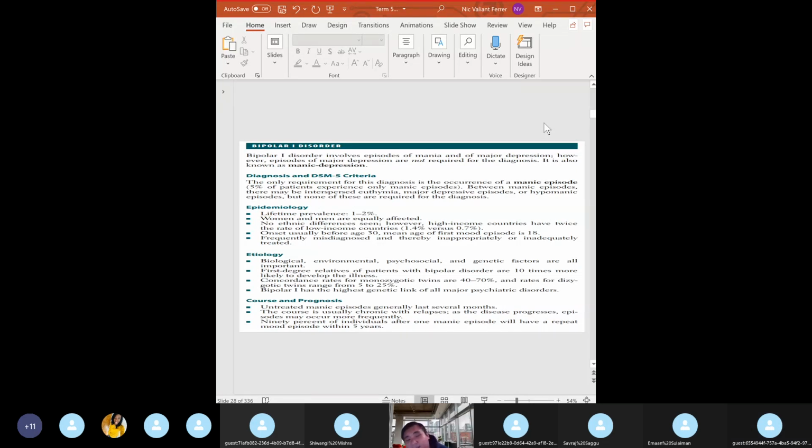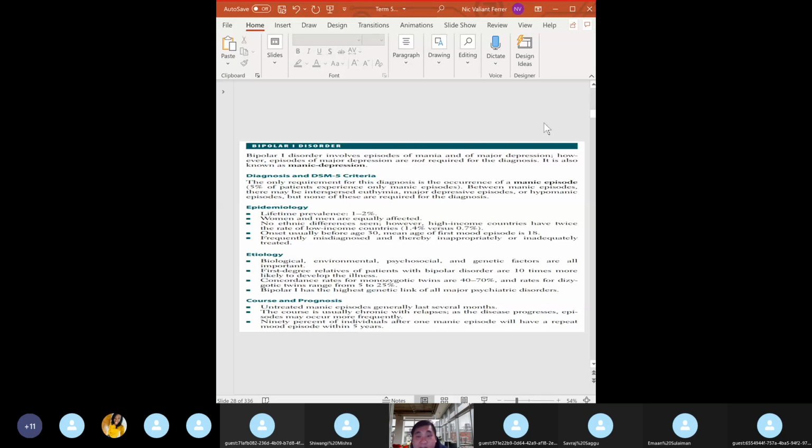In terms of epidemiology, lifetime prevalence of 1%. Women and men are equally affected. So it's an equal opportunity offender. No ethnic differences. Frequently misdiagnosed, okay? And thereby inappropriately or inadequately treated.